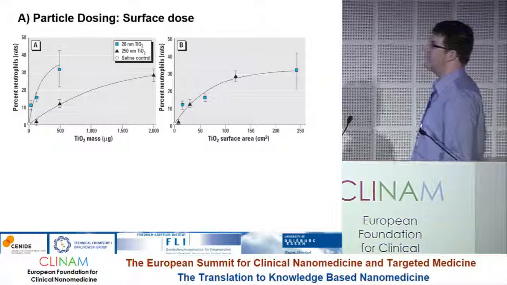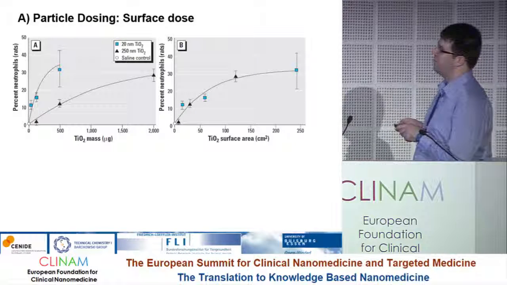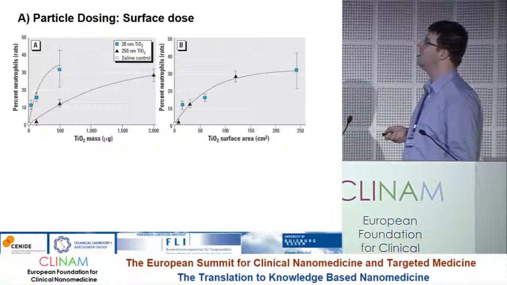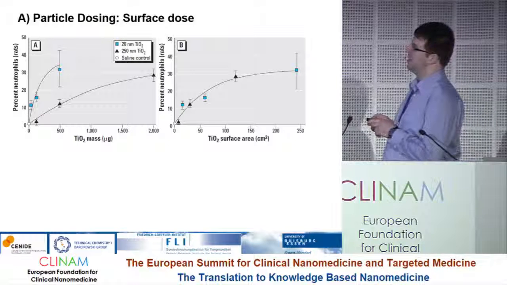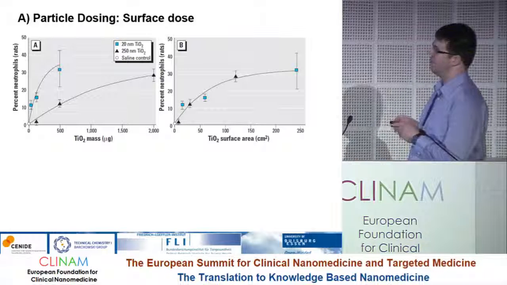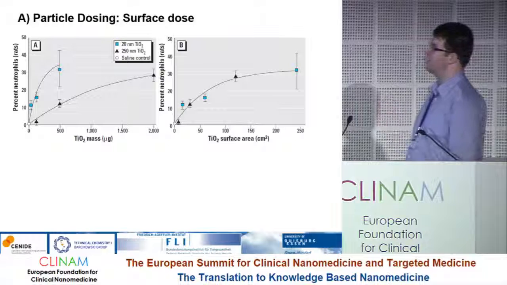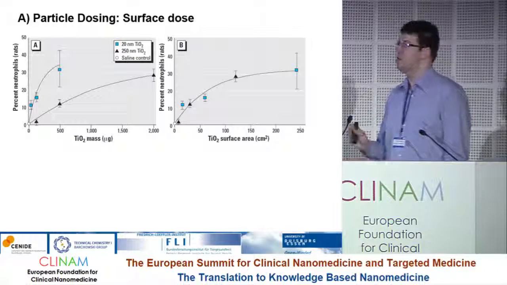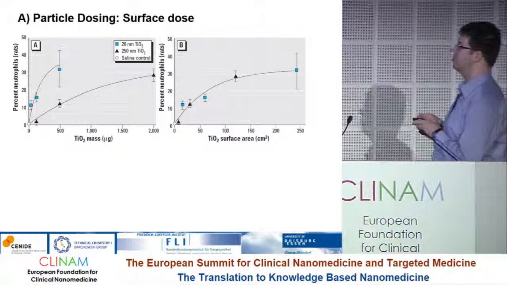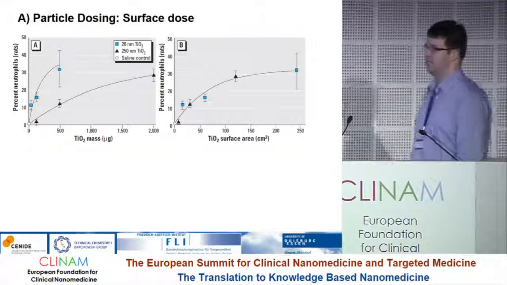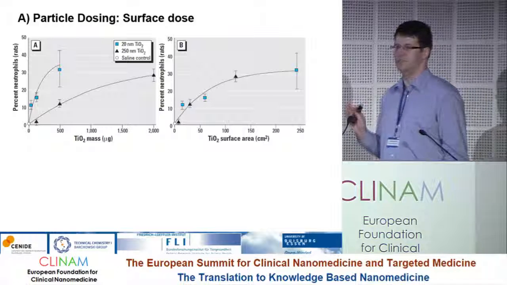For example, when we look at this example of the inflammation of rat lungs by titanium dioxide nanoparticles, there were actually two types of particles studied, one 20 nanometers, the other 250 nanometers. And when you only look at the mass doses, everyone would say, well, smaller particles are obviously more toxic. However, when we plot this as a surface dose, which is shown here, we can clearly see that apparently it's not a size effect, but it's just attributable to the particle surface.